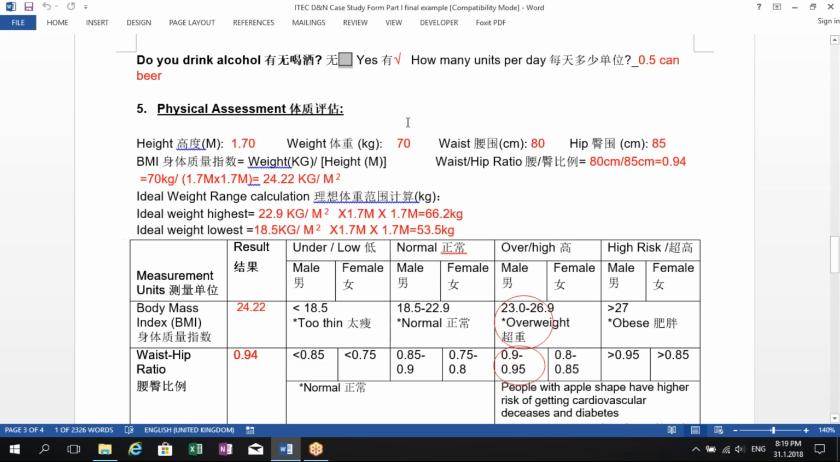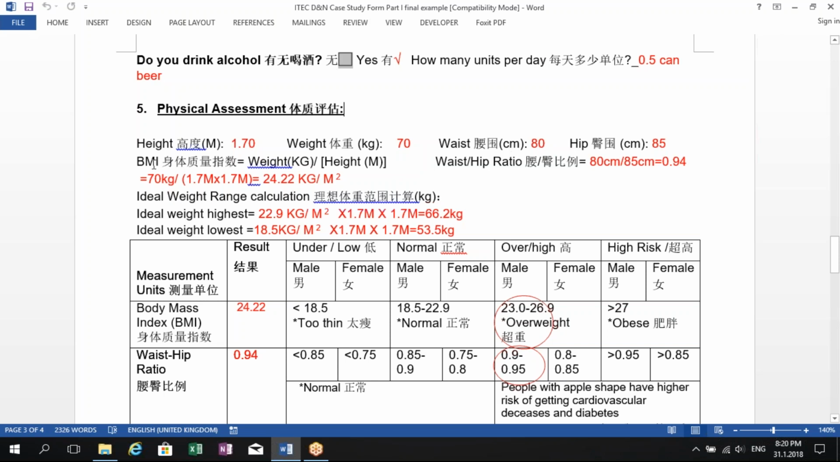Okay, section 5. This one, remember, we calculated during the class itself. So remember, height is always in meter. Not 170 meter, 1.70 meter. Weight is always in kilo. And waist and hip is always measured in centimeter, not inch. If you use inch, it's wrong.